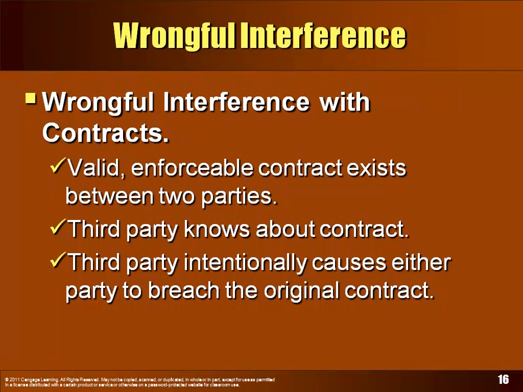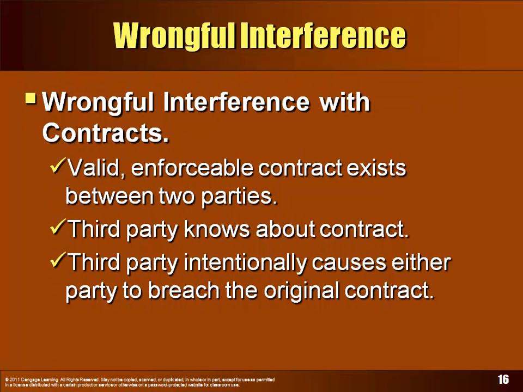So you've got an enforceable contract between two parties. That's the first thing you need. Checking off the checklist here. Then someone else who comes along, knowing about that contract, tries to and successfully gets one of the parties to breach that contract.